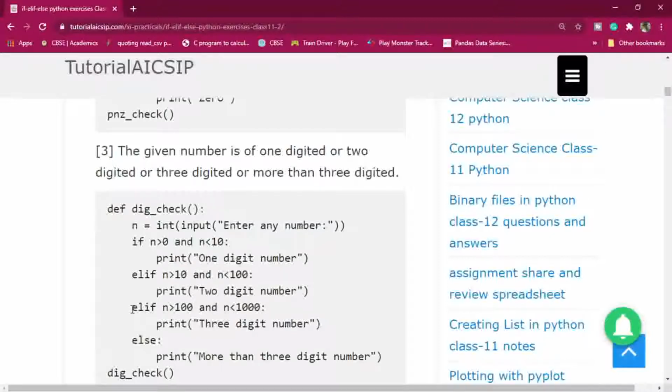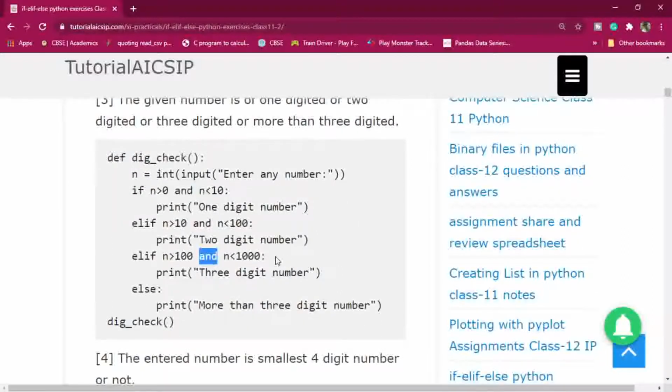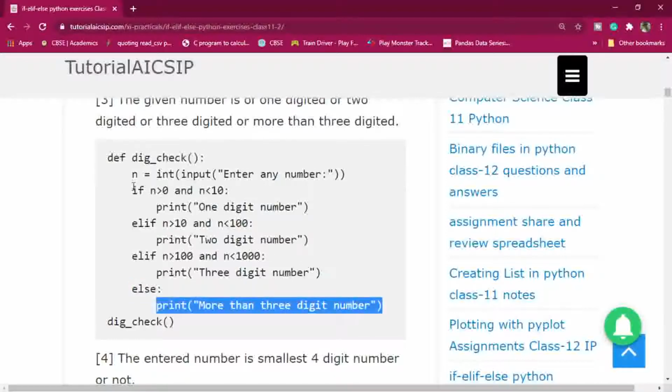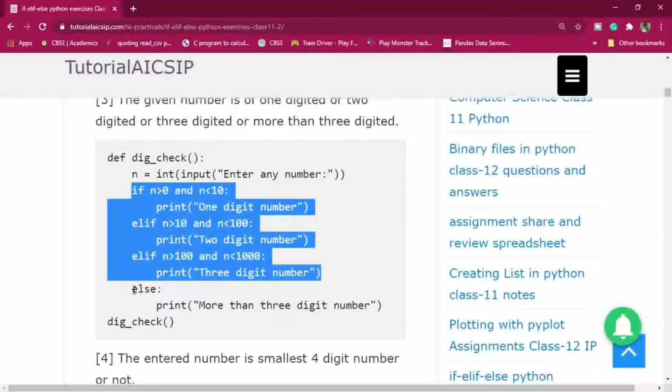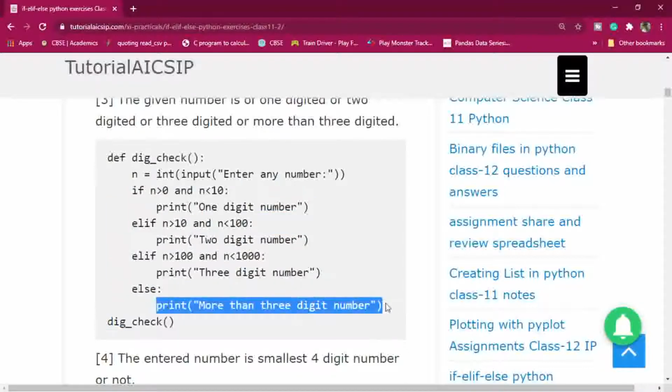Third possibility, 100 to 1000. Any series or range you want to provide, you have to write like this. If and elif as per your program's requirement, then you can write n greater than, and then next is less than, and in between you can use the AND operator. This is a relational operator. Then the last possibility is else. If nothing evaluates to true, then it evaluates the else block. That's why more than 3 digit number will be there. This way it will give you the output for that program.